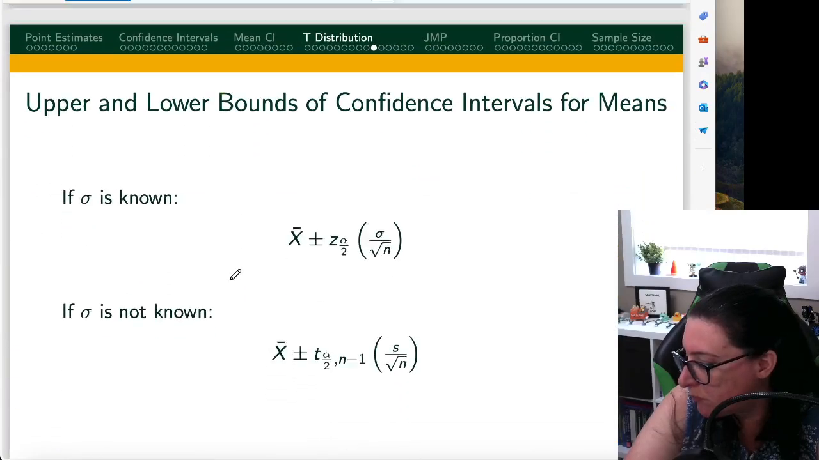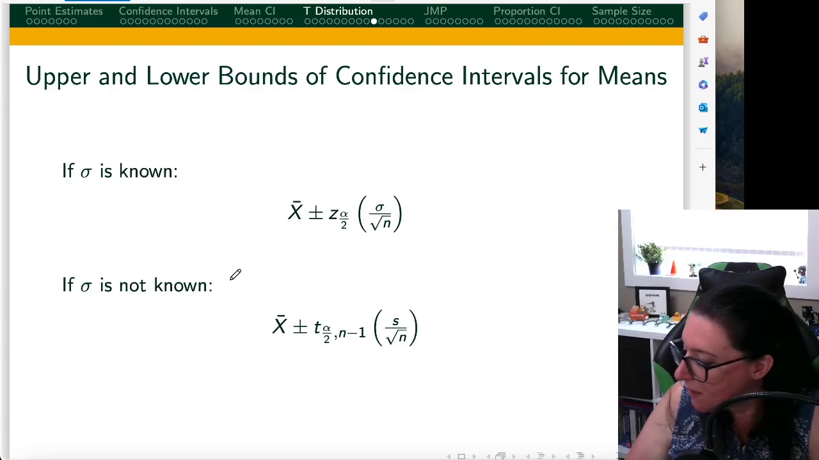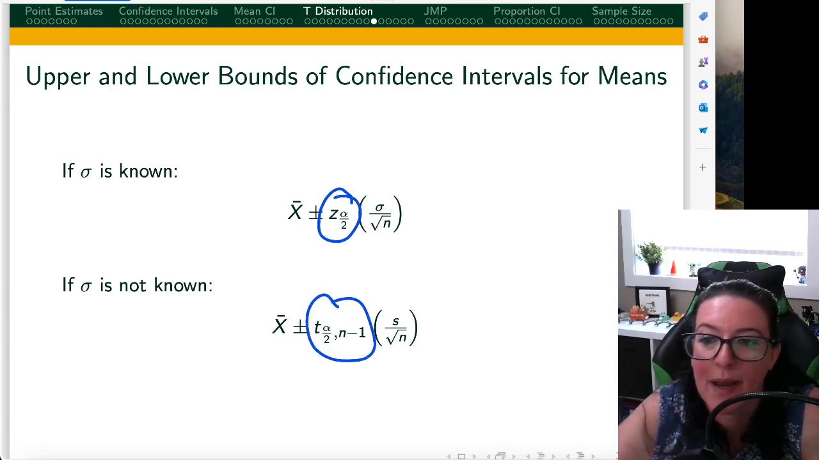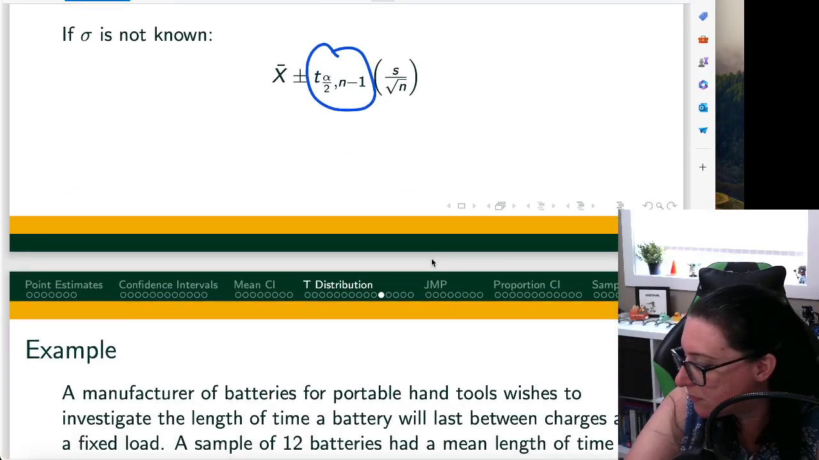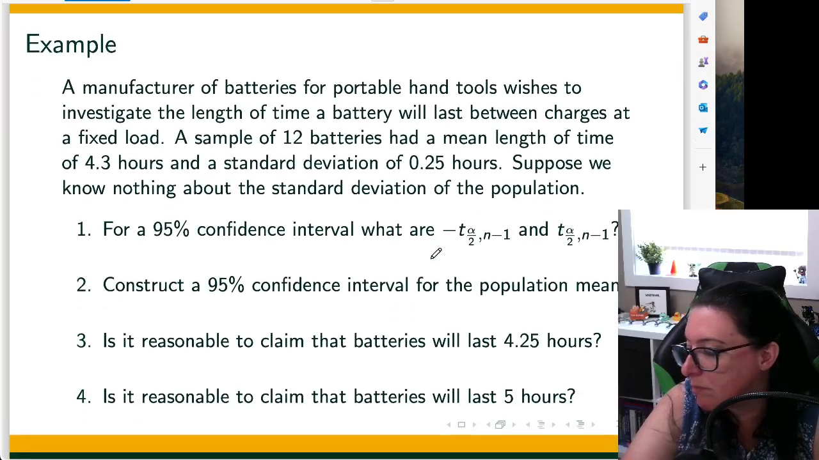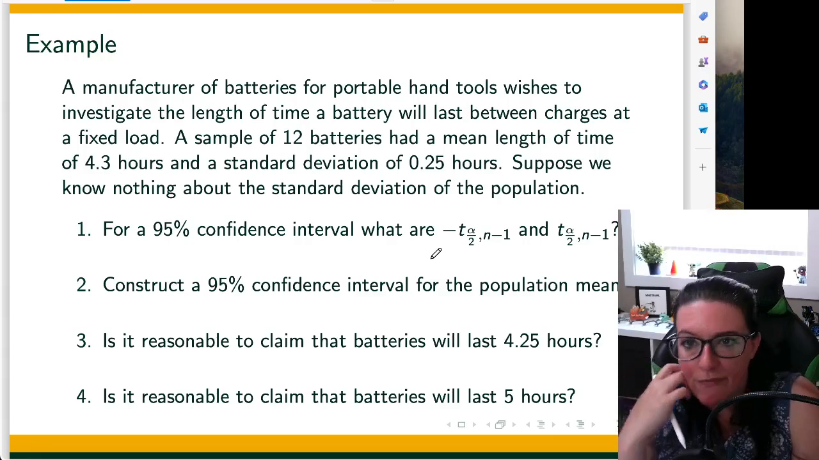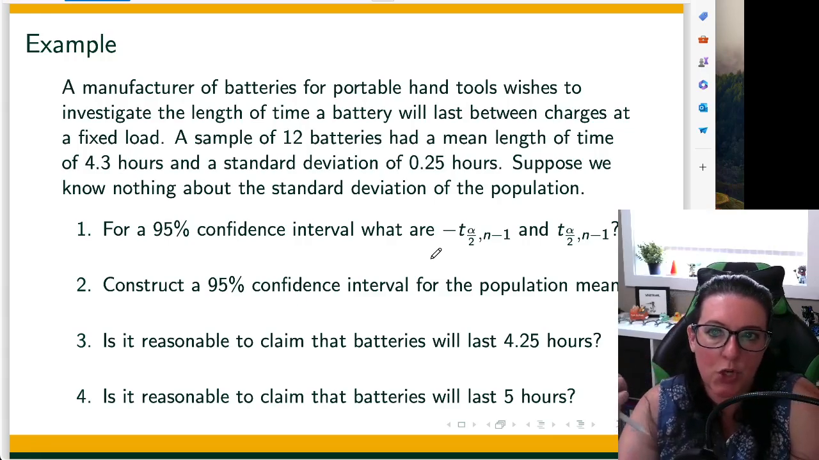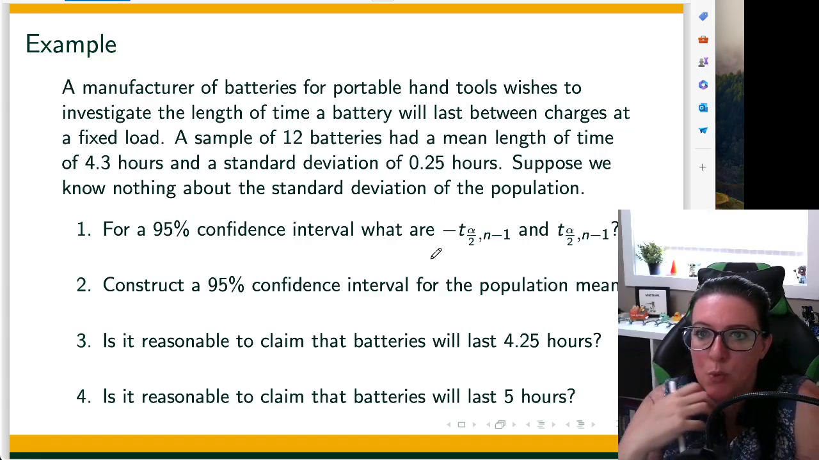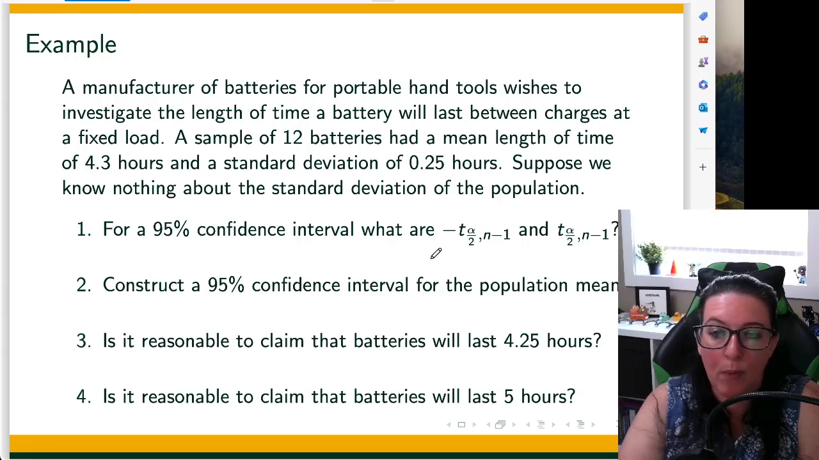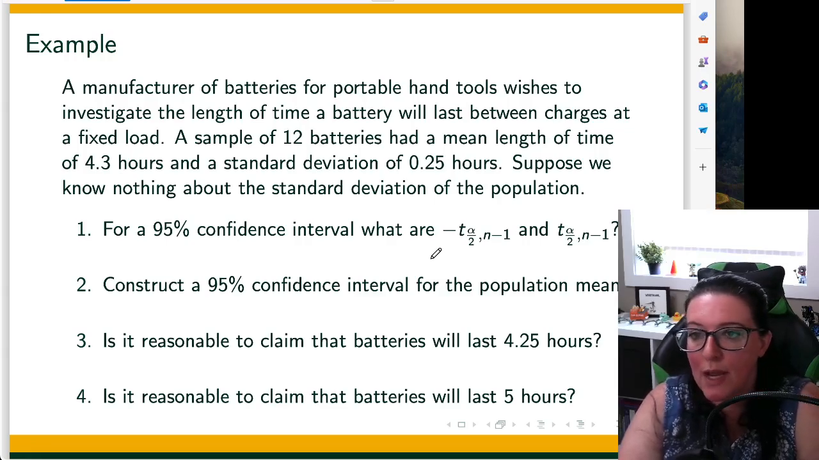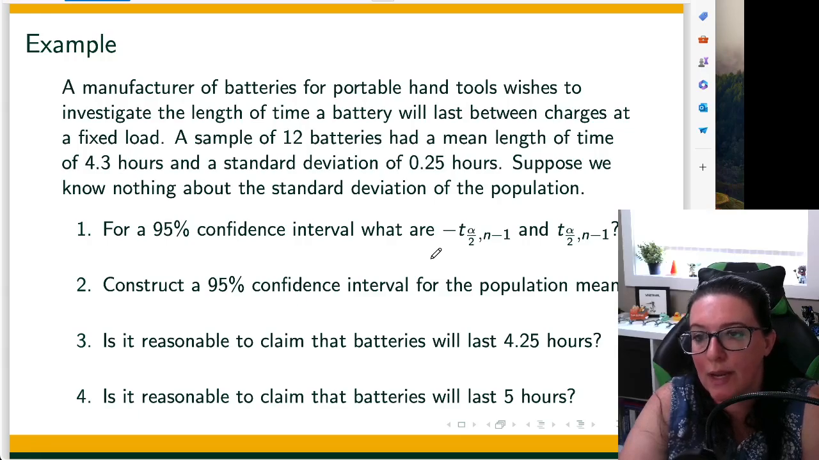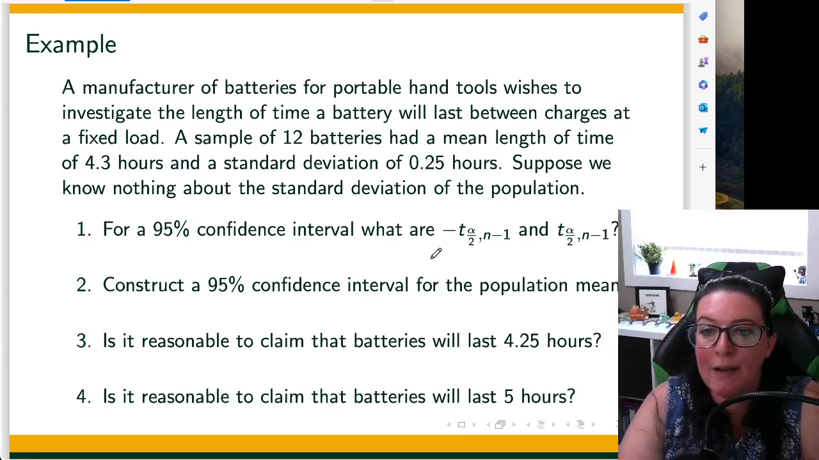Okay, so differences. The only difference here, z or t, depends on whether or not you know the variability in the underlying population. So let's suppose that we're back to our battery example and we're investigating the length of time a battery will last between charges at a fixed load. A sample of 12 batteries had an average length of time of 4.3 hours, a standard deviation of 0.25. We don't know the standard deviation of the population. We simply have the standard deviation of the sample. So for a 95% confidence interval, what do we use for t?